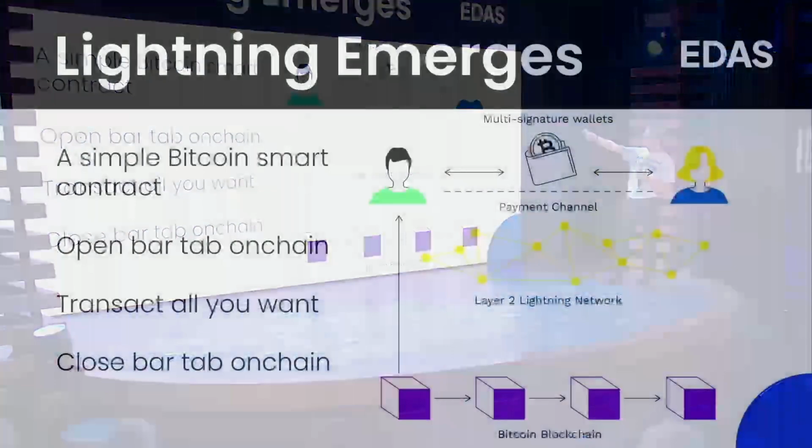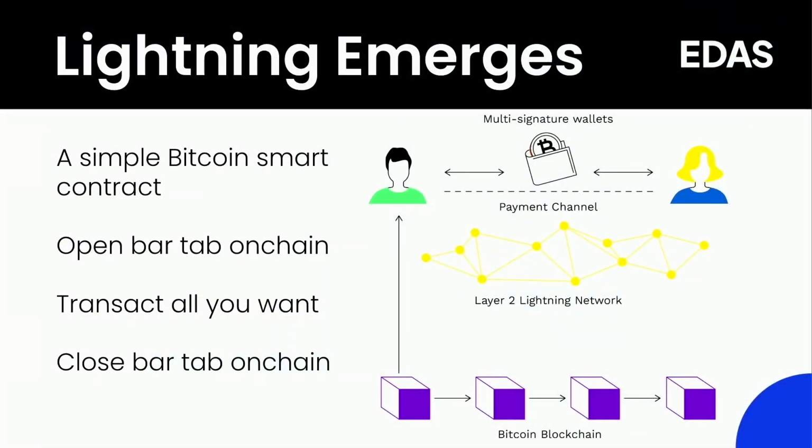And this contract is a simple smart contract. People don't know that you can have smart contracts on Bitcoin, but you actually can. I think of this as like a bar tab. It's a very simple Bitcoin smart contract. We can go on chain and open a bar tab of a certain budget. And once that's open, you can transact all you want at the speed of light, smallest payments you want. And then when you want to close that bar tab, you close it on chain as well. So you're hitting the chain twice in order to open up a liquidity channel and close it.